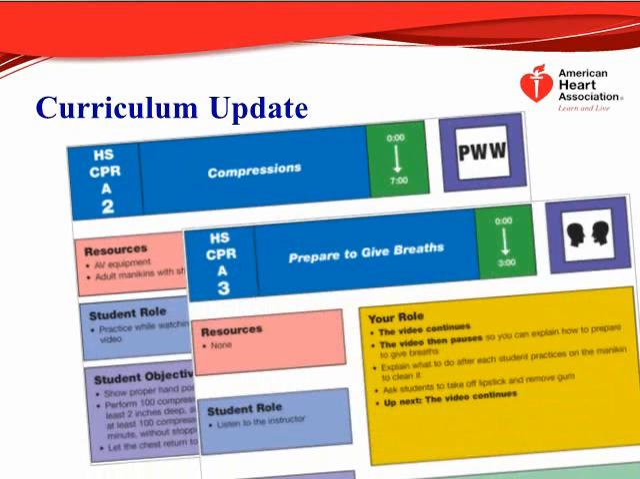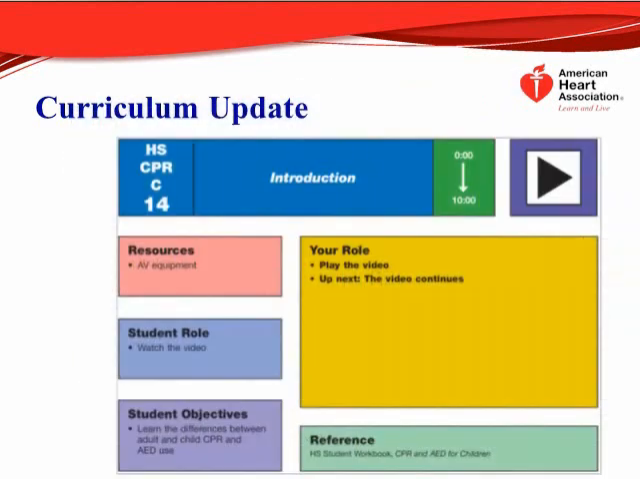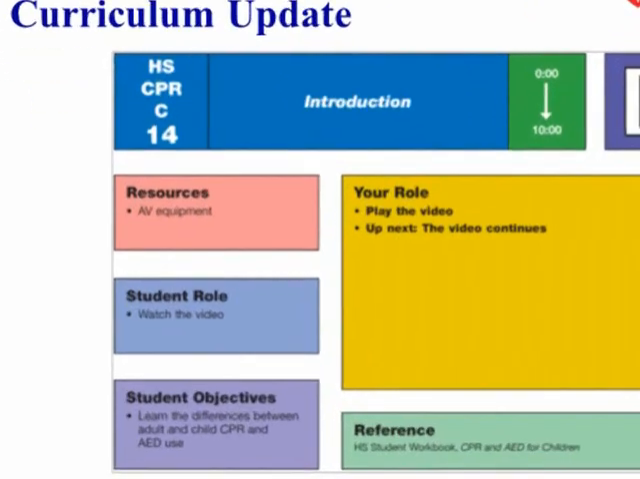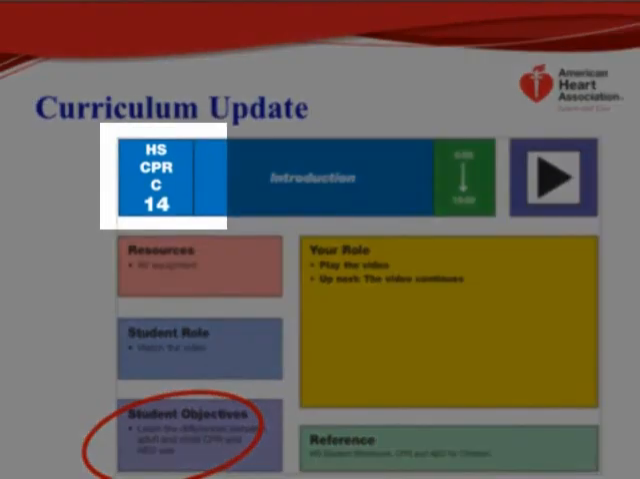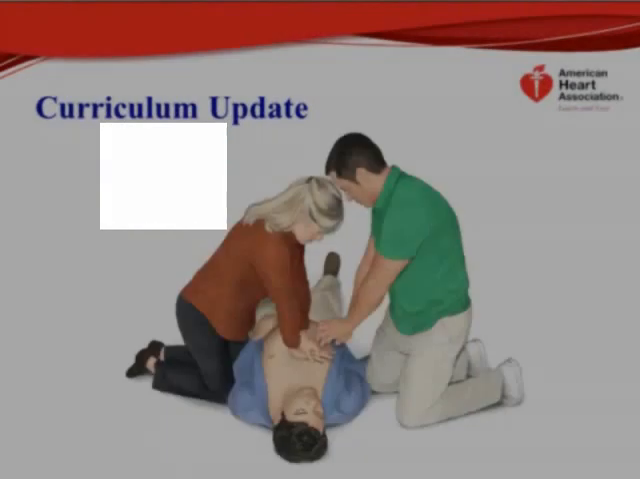Also updated are the age groups for CPR and AED use. For CPR, a child is defined as someone 1 year old to puberty. However, for AED use in children, the age for child is still 1 to 8 years of age. The differences are covered when you get to lesson number HS CPR C14.